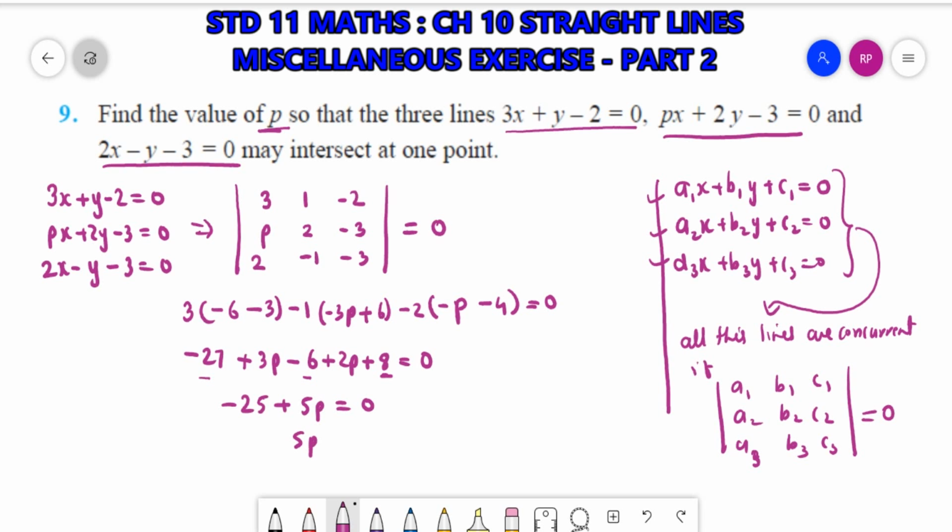This shows that 5p is equal to 25, so p is equal to 5. All these three lines are concurrent if the value of p is equal to 5. Clear? So this was about question number 9. Just note it down.